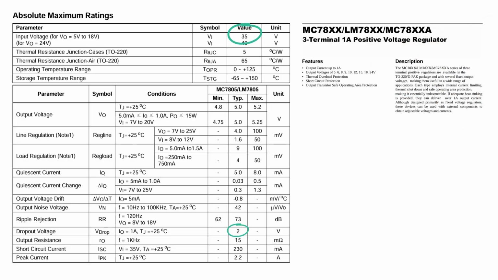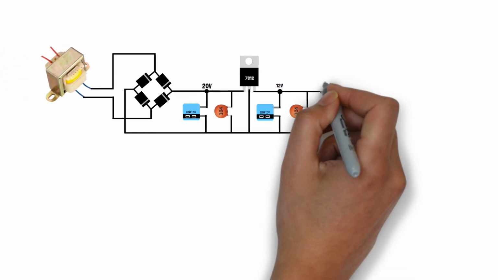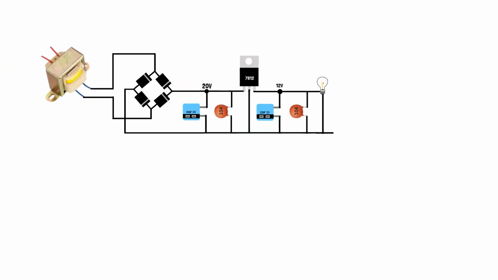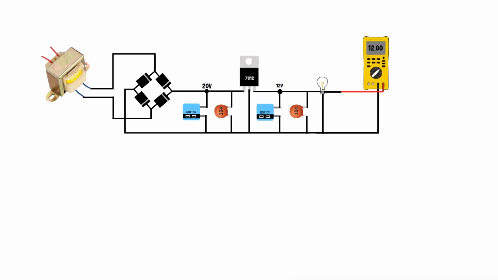Another parameter that needs to be considered is the maximum output current. From the datasheet, the maximum output current of the LM7812 is 1 ampere. Now, if the input voltage or load current changes within the allowable range, the output voltage will remain stable.